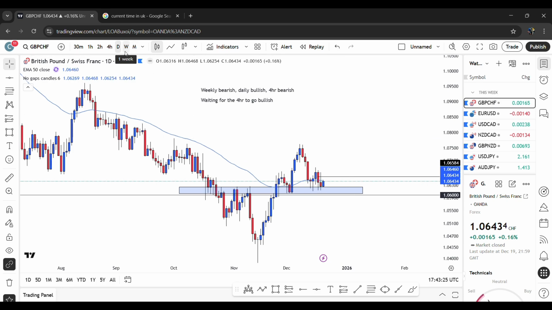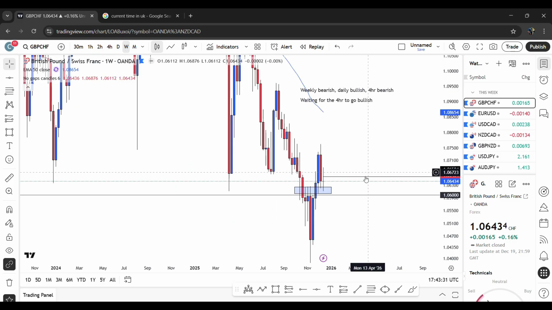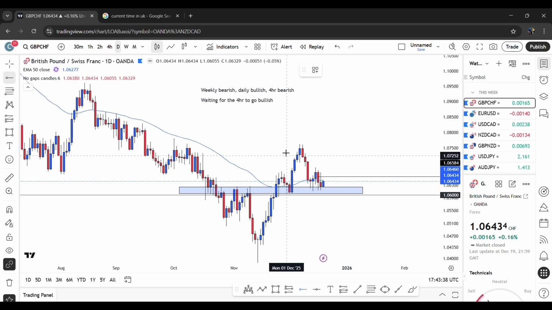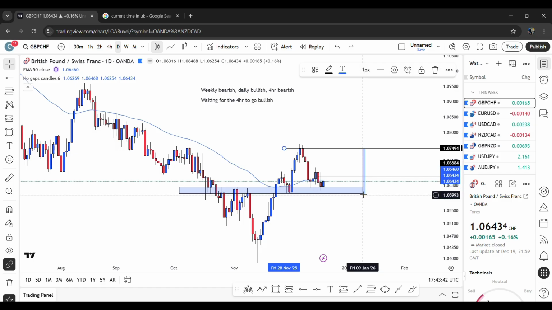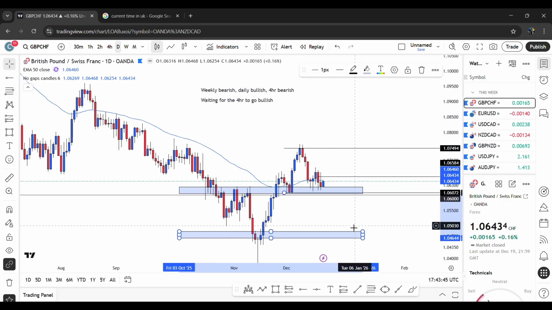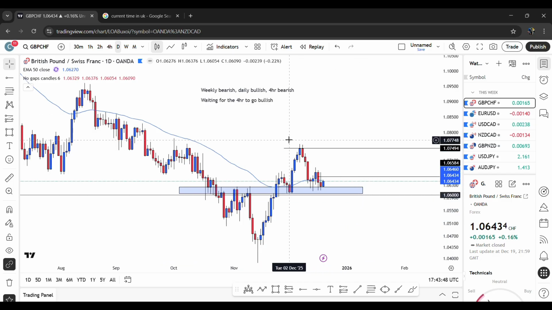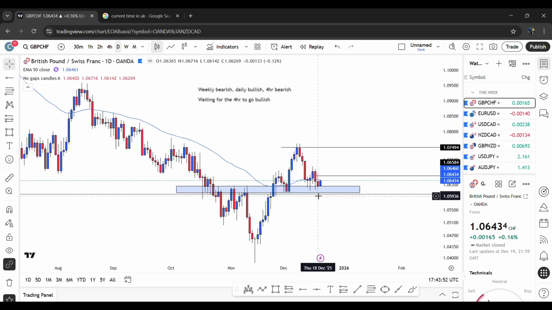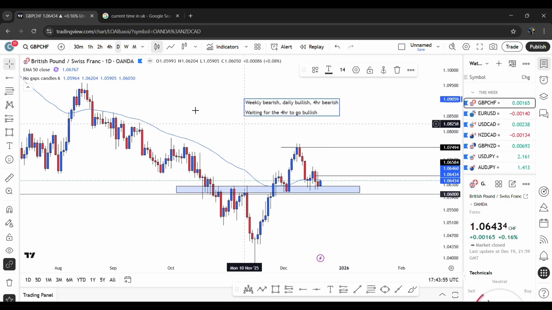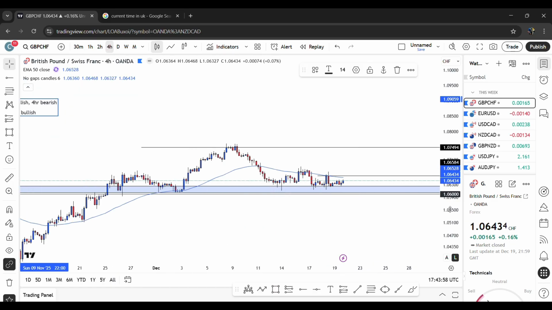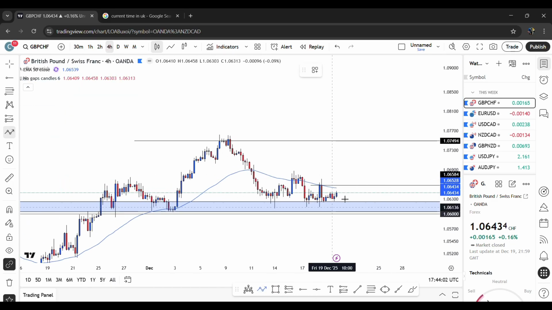This was the market which I was interested in last week as well, but nothing much happened. But this week, weekly is bearish, daily is bullish. If you see, this is the high, and this is the current high-low, right? So now the price is at the area of interest. What I'm waiting for is the 4-hour to go bullish, which it will happen if it breaks the previous lower high and then come back retest, and this is where I'm gonna look for my entries and then take a buy.